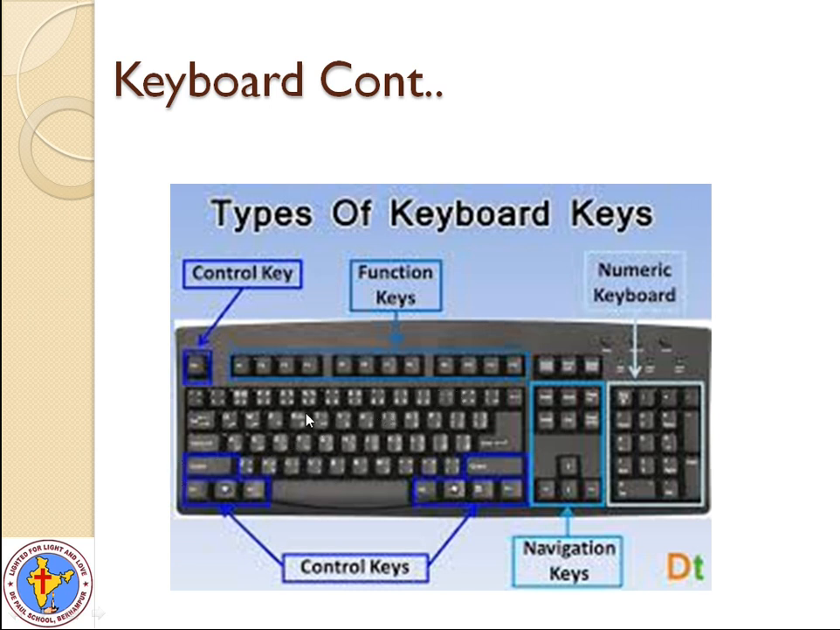Then navigation keys. You can see here 4 arrow marks, top, bottom, left and right, and here you can see some of the keys like home key, end key, page up, page down. So these are the navigation keys. These keys help to move the cursor in different directions, up or down or left or right, to the beginning of the sentence or to the end of the sentence, etc.